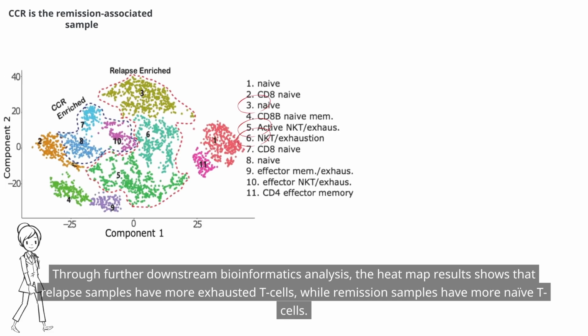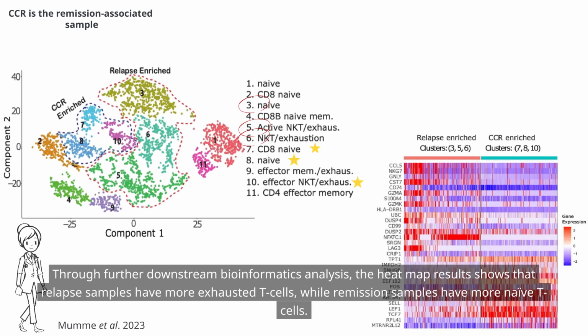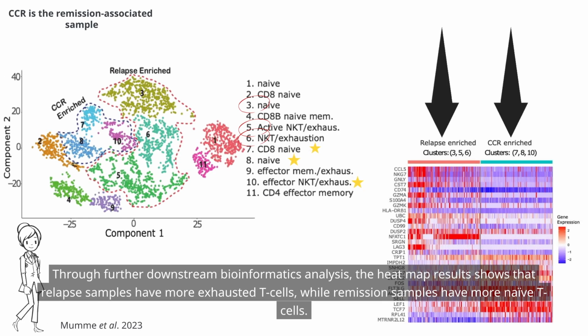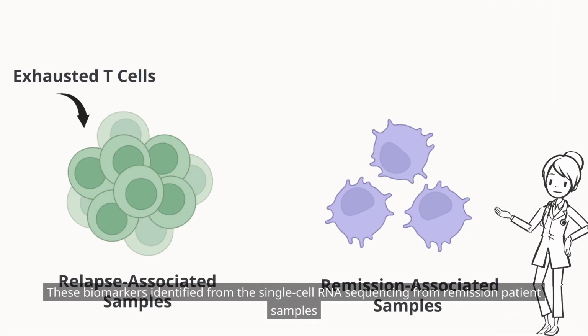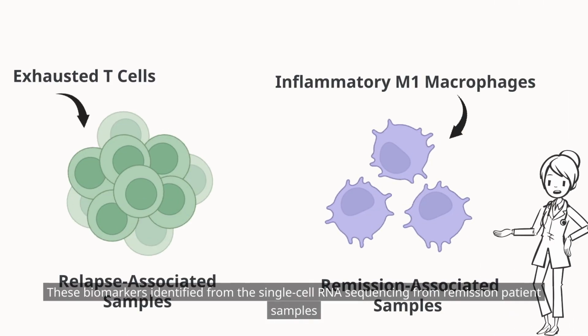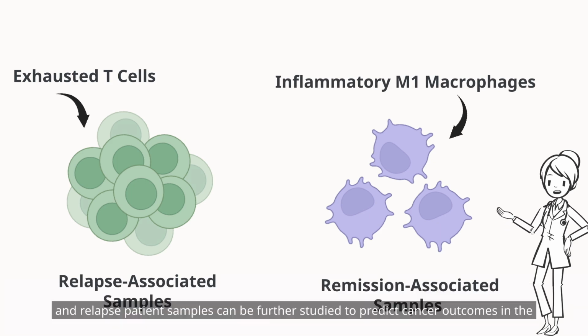Through further downstream bioinformatics analysis, the heat map results show that relapse samples have more exhausted T cells, while remission samples have more naive T cells. These biomarkers identified from the single-cell RNA sequencing from remission patient samples and relapse patient samples can be further studied to predict cancer outcomes in the future.